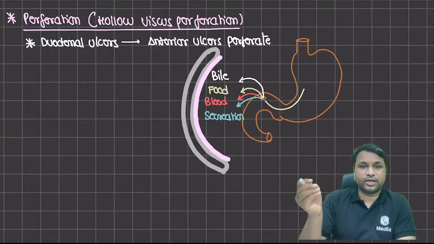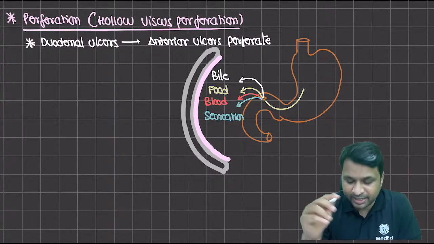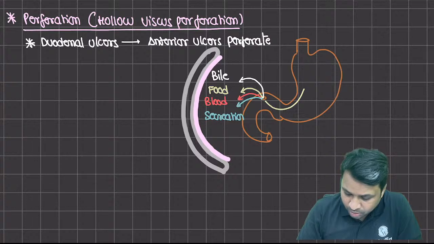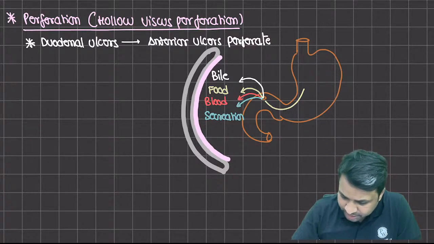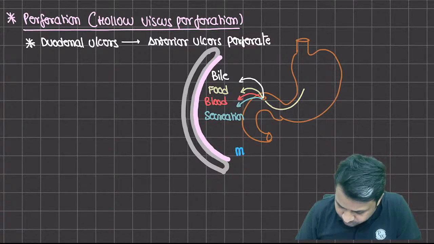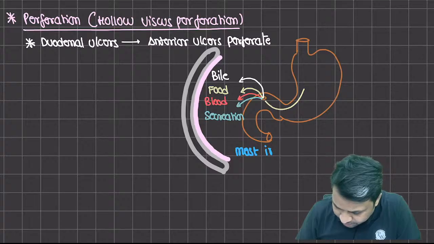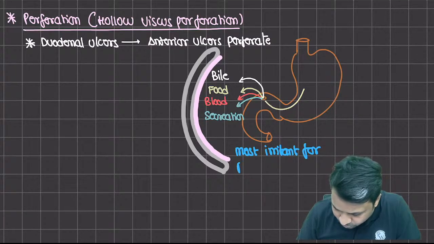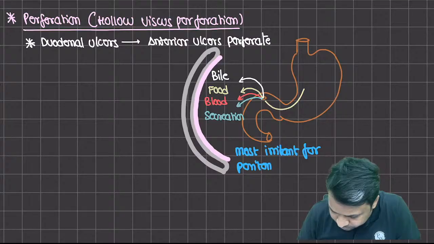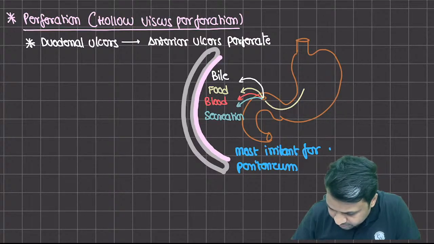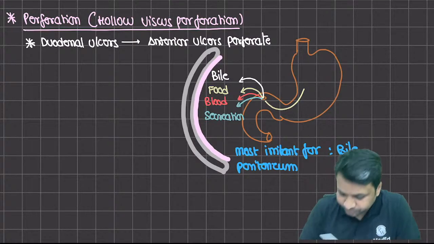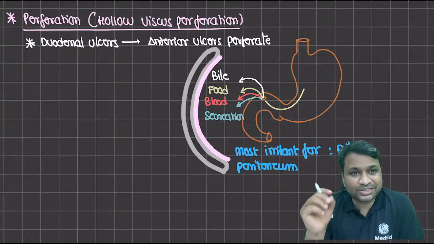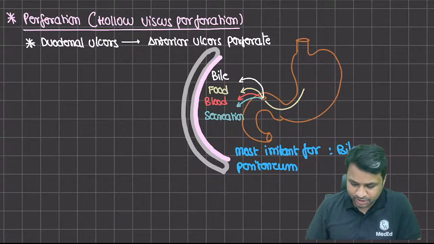Now, all the content that falls is going to irritate the peritoneum. Remember, among all of these, the most irritant for the peritoneum is going to be bile. The bile is going to cause severe irritation of the peritoneal space.